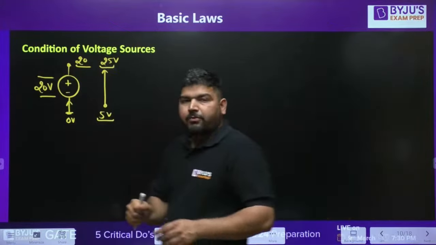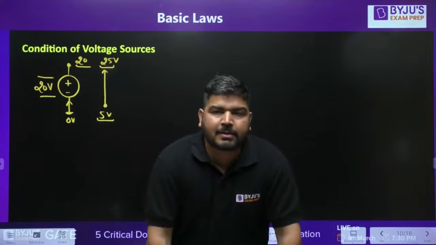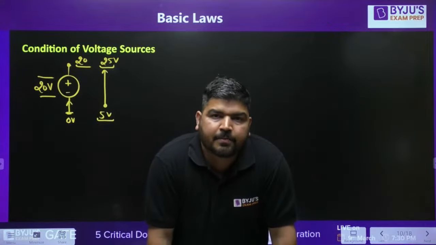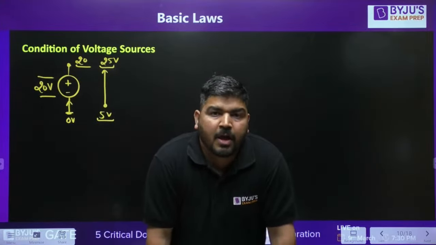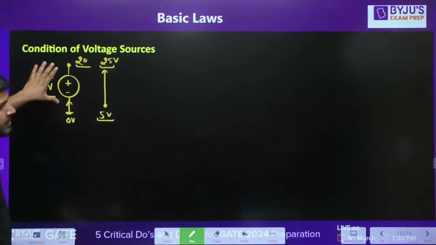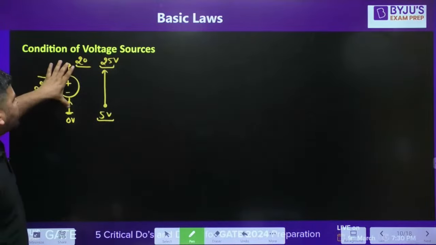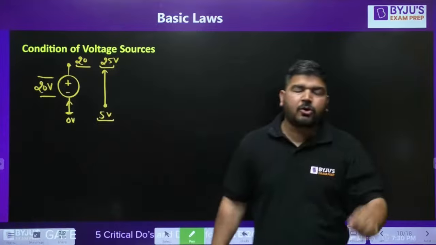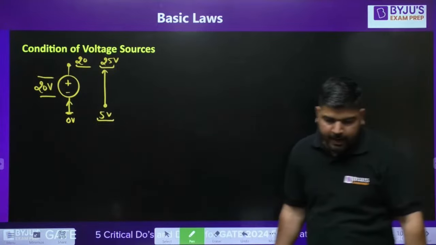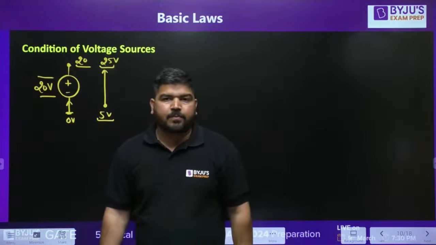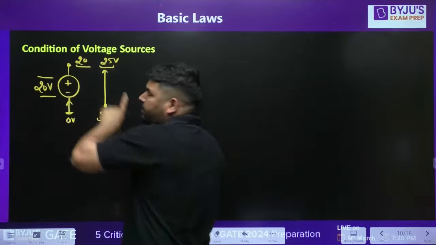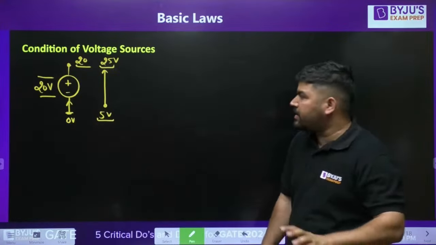It means a voltage source actually maintains the difference between 2 points. Voltage difference between 2 points. Whatever the value of the voltage source is, that difference has to be maintained between these 2 points. It is not a point voltage. Remember this point, okay? It is telling about the difference between the 2 point voltages. I hope it is clear.